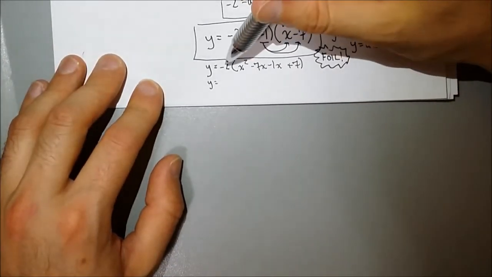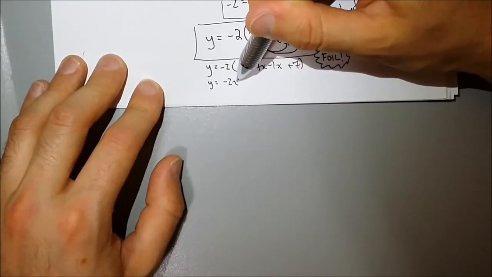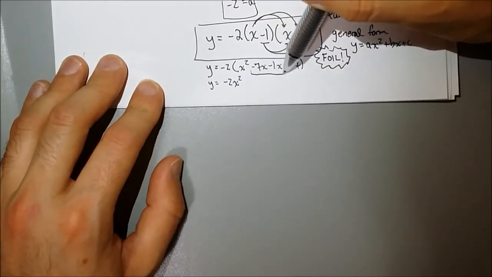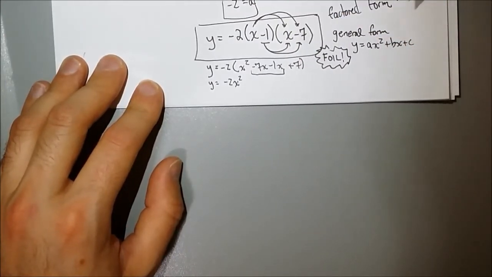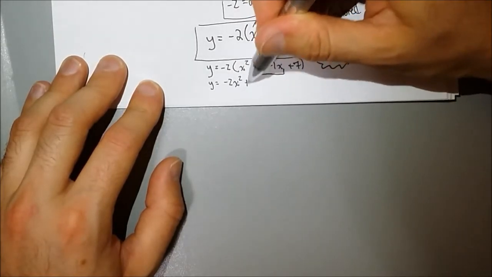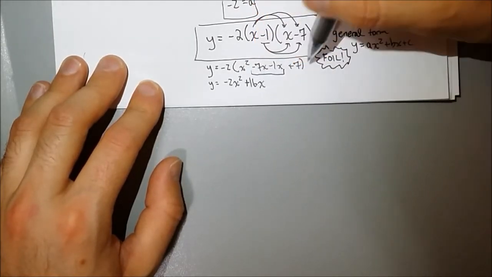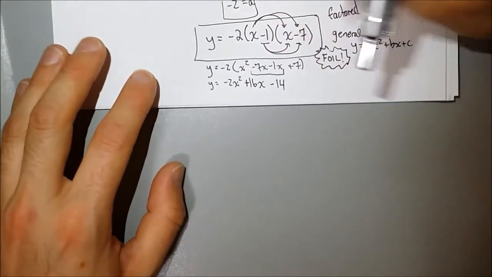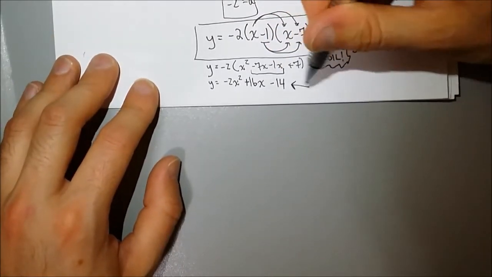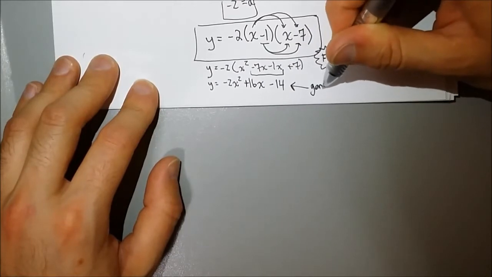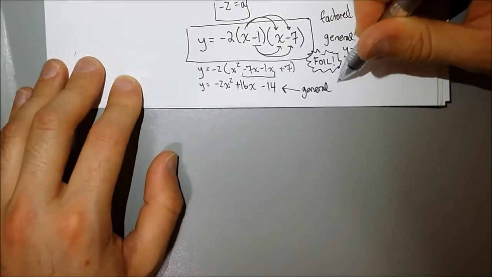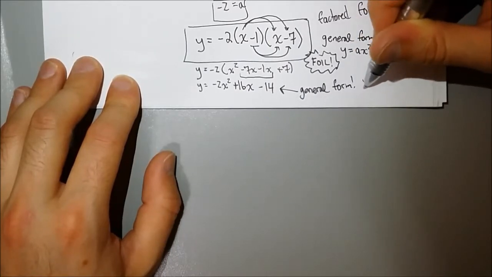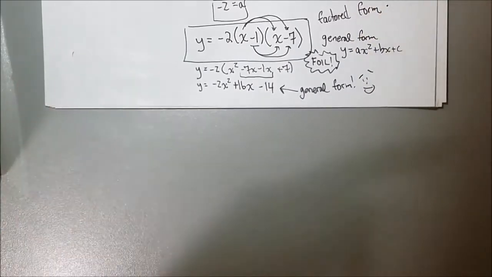So stick with me. I'm going to go negative 2 times x squared, which gives me negative 2x squared. These two terms here give me negative 8x. So when I multiply by negative 2, I'm going to get positive 16x. And then the 7 times the negative 2 gives me negative 14. There. Now I have it in general form. Hooray! So that is awesome. Let's give us a smiley face.